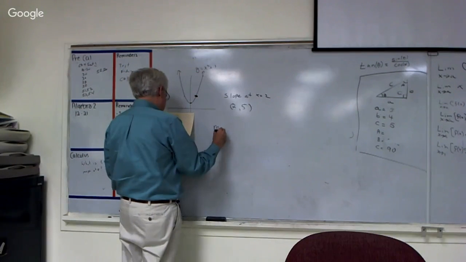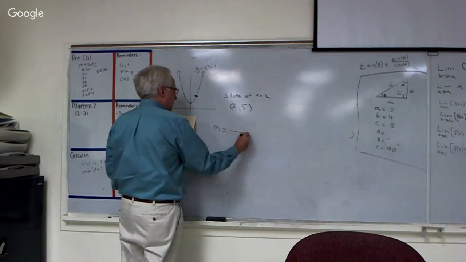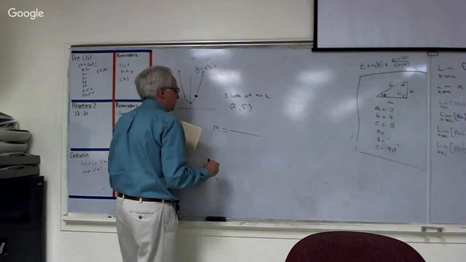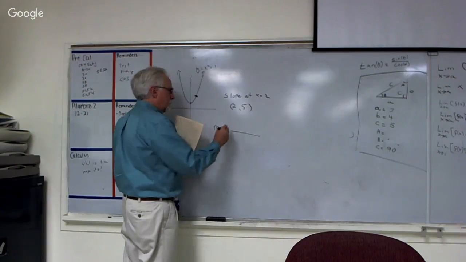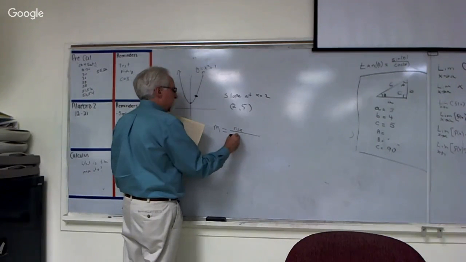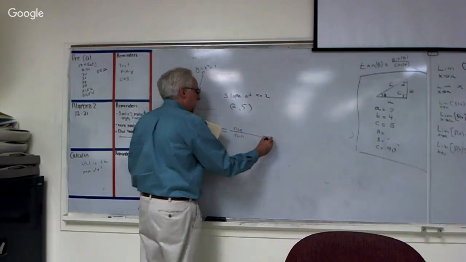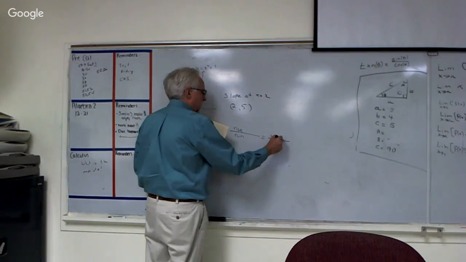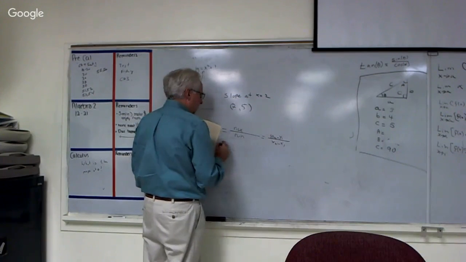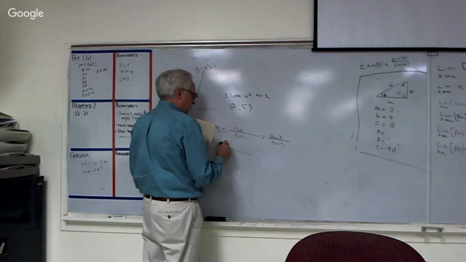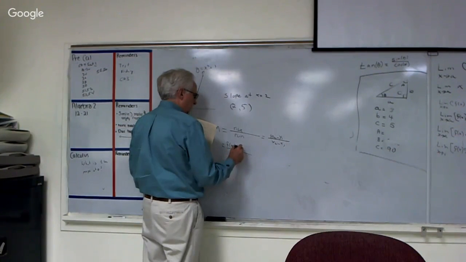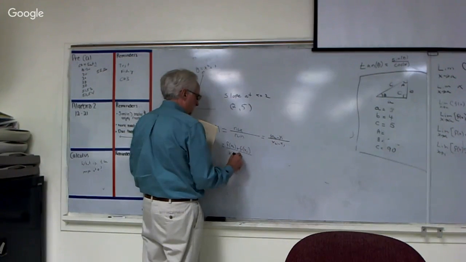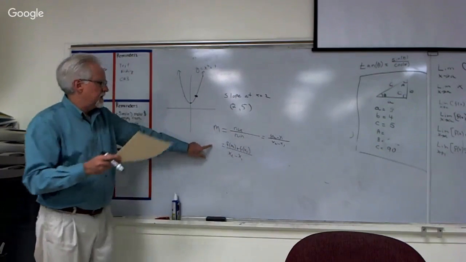m is equal to what? Tell me in words what m is. There's a lot of different ways to say it. Rise over run is one way. What's another way you could say it? y2 minus y1 over x2 minus x1. And what's a little bit more mature way to write that? f of x2 minus f of x1 over x2 minus x1. So everybody understands everything at this point, right?